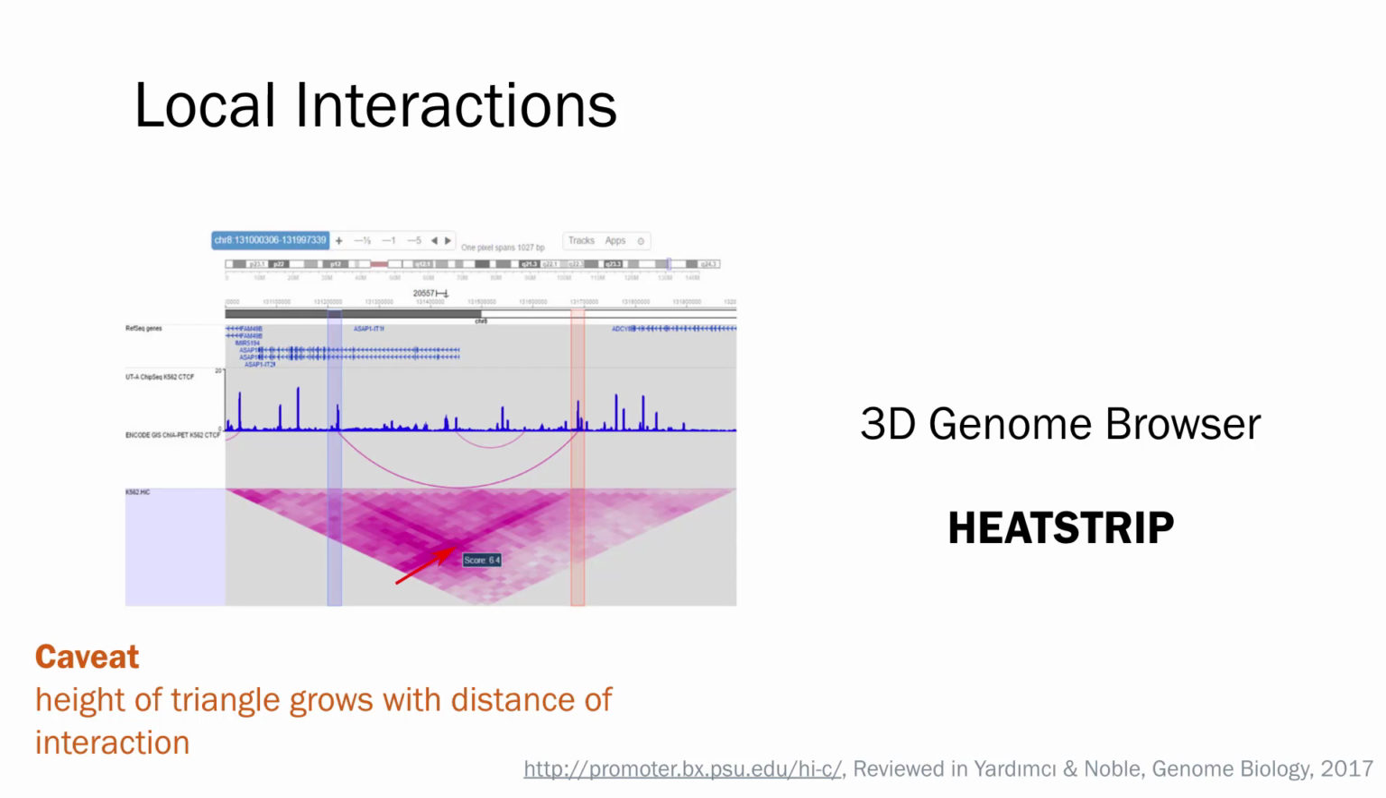If I want to show an interaction between, say, this position that's cut off here, basically this point, and this point, you can imagine if I double that, this triangle has to be basically down here, and so that will not scale very well.